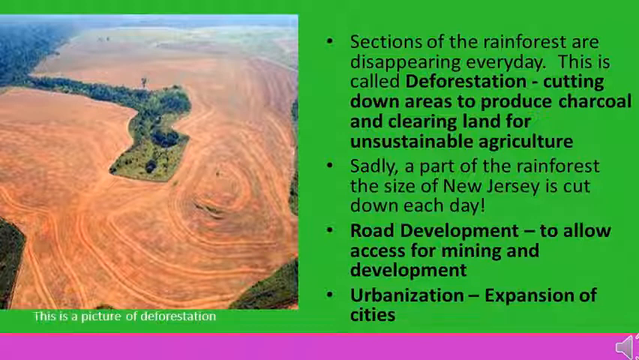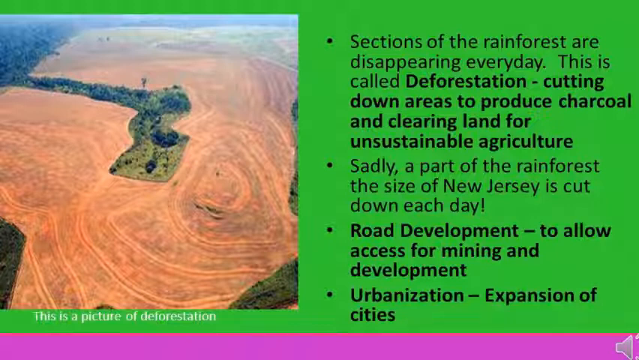Dear students, the clearing of forests is known as deforestation. Sections of the rainforests are disappearing every day and we call it deforestation. Now the cutting down of trees to produce charcoal and clearing land for unsustainable agriculture is also known as deforestation. Dear students, very sadly, I would like to tell you that a part of the rainforest, the size of New Jersey, is cut down each day on our dear mother planet Earth.